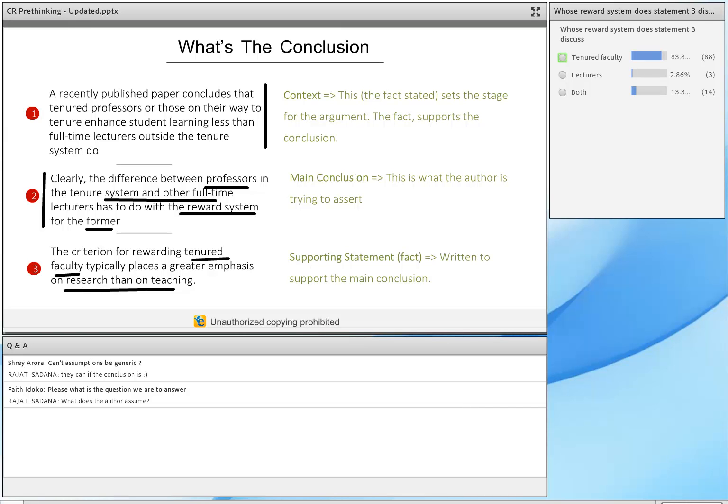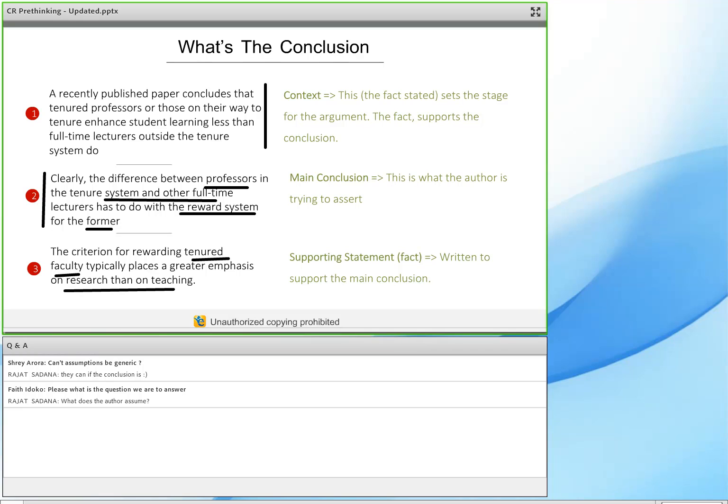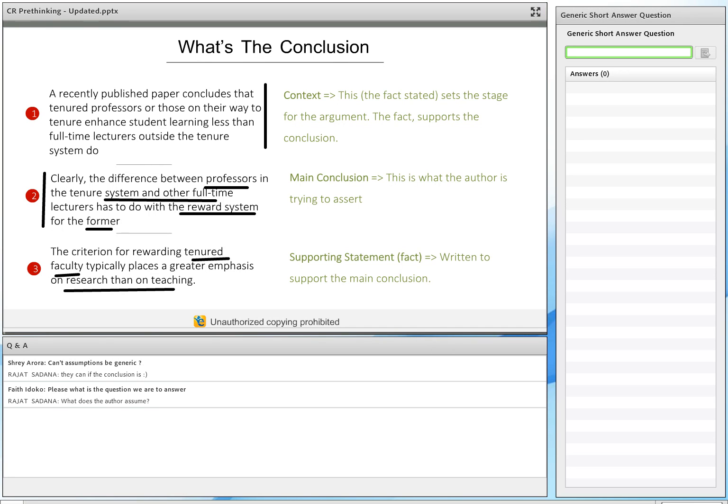So for those of you who say both, you guys are wrong, because if you read the statement again, the statement says that the criterion for rewarding tenured faculty places a greater emphasis on research than on teaching. So essentially, this word greater, which is a comparative word over here, compares the emphasis on research versus teaching purely for tenured faculty. We have no idea about the reward system for lecturers.